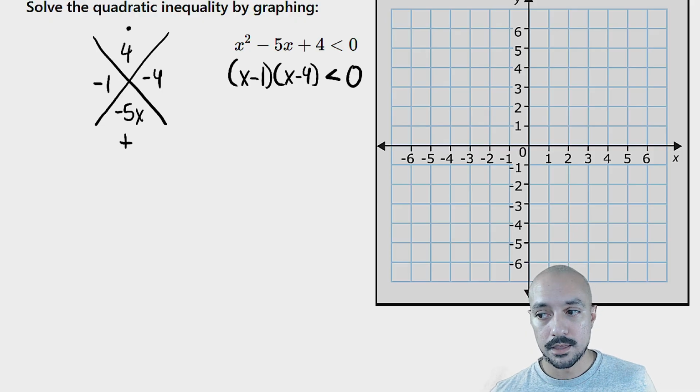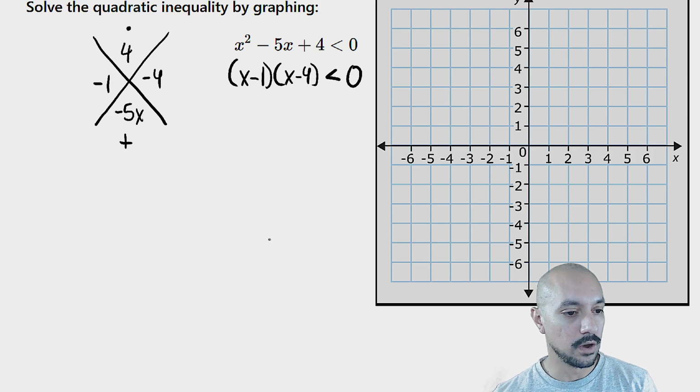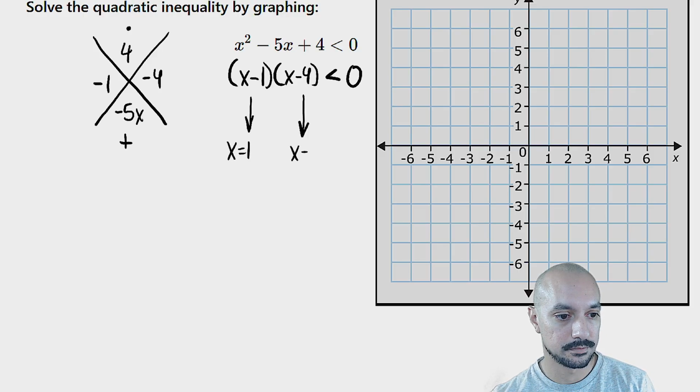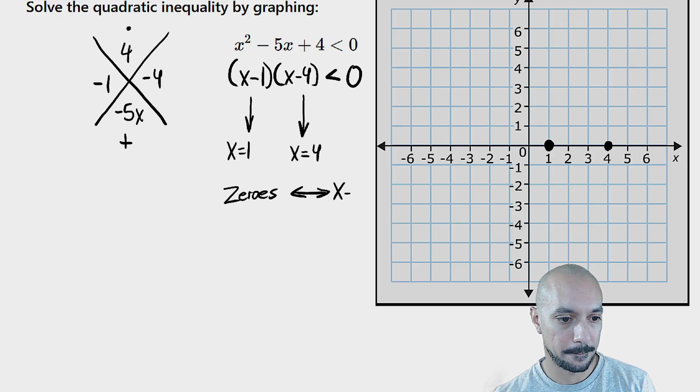All right. My next step is going to be to go ahead and plot the zeros. So this factor right here is going to give me a zero of x equals 1, and this factor right here will give me a zero of x equals 4. Go ahead and graph those. Another word for zeros is x-intercepts. Same thing.